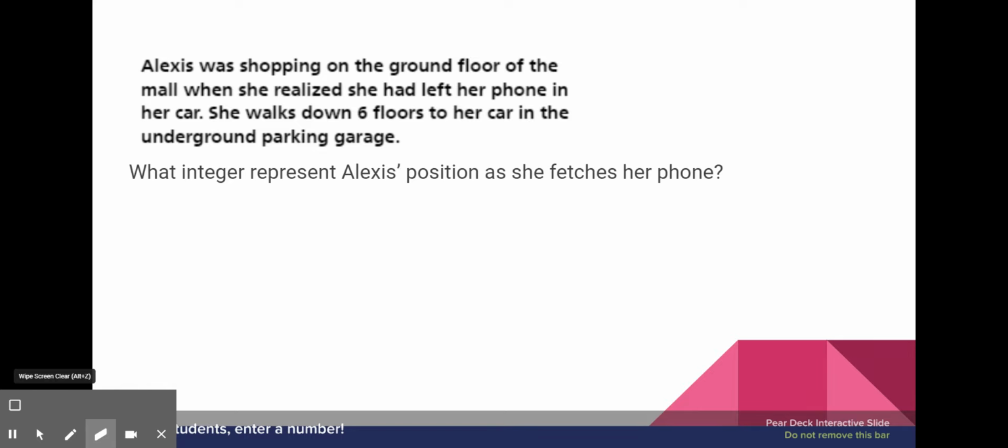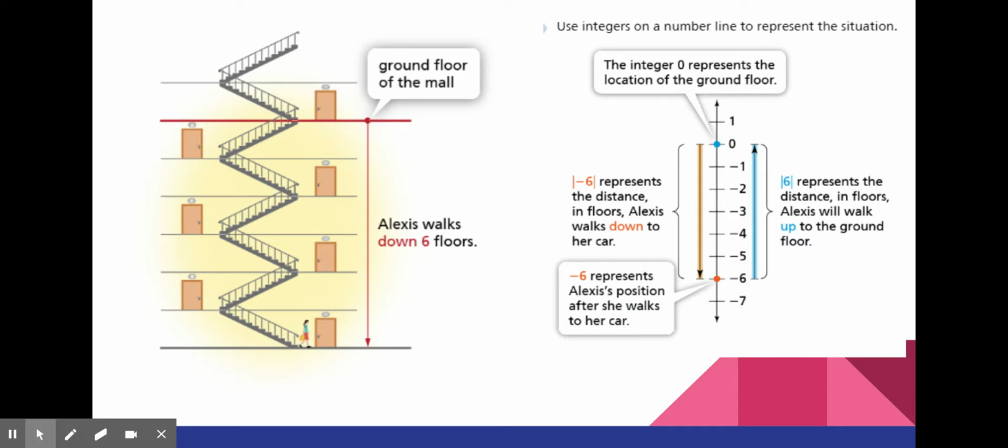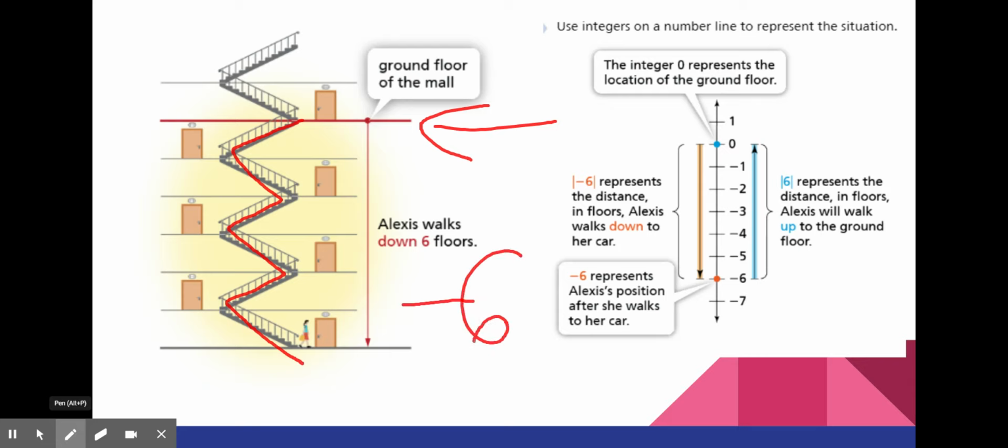All right, so let's go ahead and answer that. These are just two different visuals to represent her position when she goes to get her phone. So I like this one. This one says that she starts here. Poor Alexis, this is a lot of walking. She walks up 6 flights of stairs and she's at the ground floor. She's ready to get her shopping on. And then she's like, oh man, I forgot my phone. So she has to go down 1, 2, 3, 4, 5, 6. She goes down 6, so -6 is her position when she goes to get her phone.